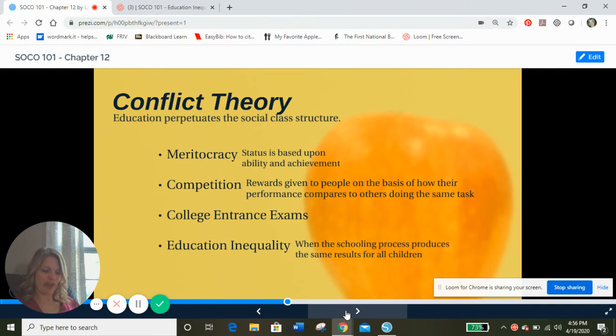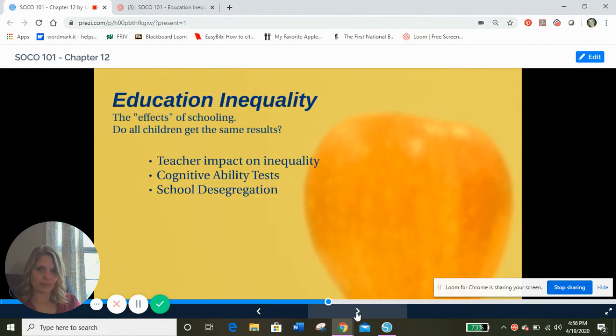It addresses the effects of schooling, when schooling does not produce the same results for lower class and minority children as it does for other children. It's about results and not looking at the resources available to these students. So, what affects educational inequality? Teachers have an impact on inequality. When teachers teach students differently, I know, and I'm not trying to pick on school teachers, they do a fantastic job, but sometimes it just happens where children are treated differently, either based upon their skin color or based upon their ability. Teachers can have a big impact.